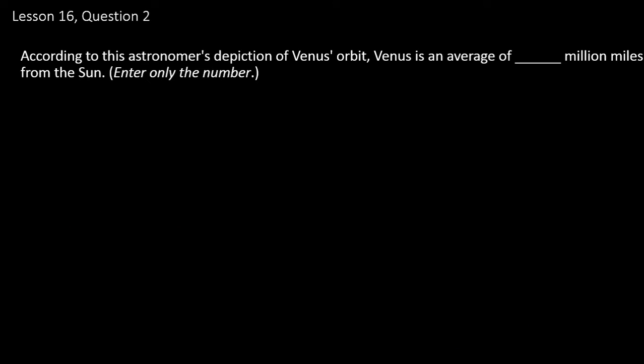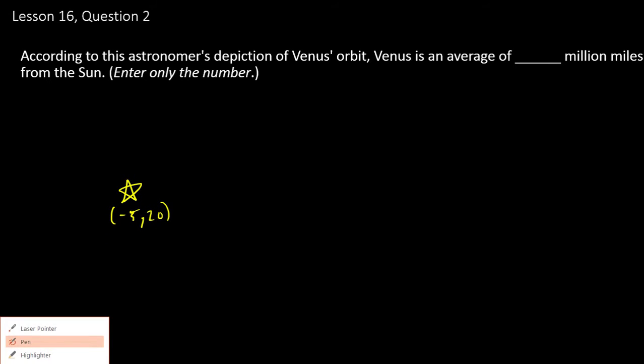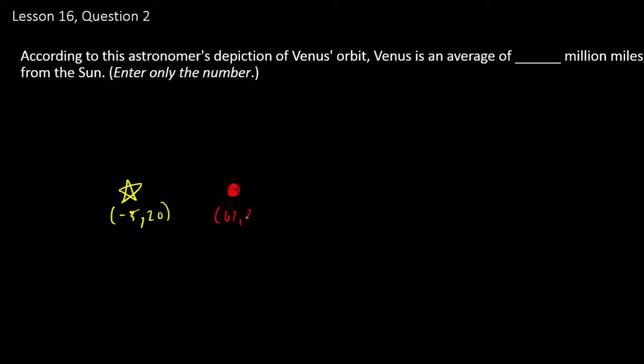Okay, let's move forward. So question 2. According to the astronomer's depiction of Venus's orbit, Venus is an average of how many million miles from the sun? All right, so let's go back to our picture here. So we knew the sun was somewhere here, I believe at (-5, 20). And Venus was over here, which I think was (62, 20). And Venus orbits around the sun.